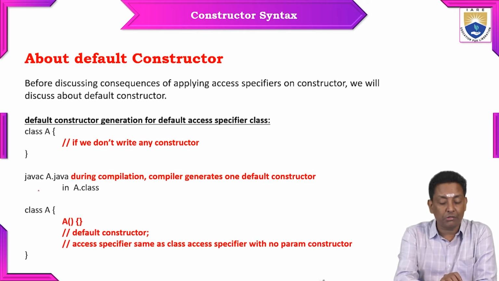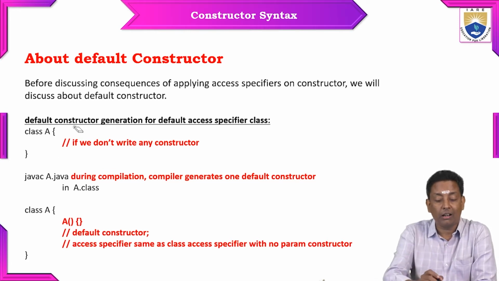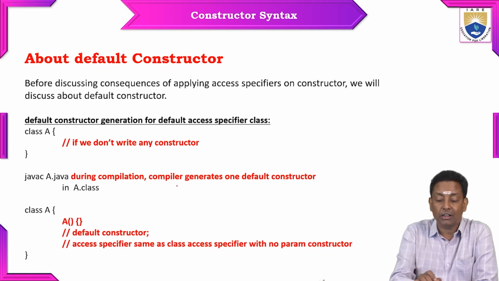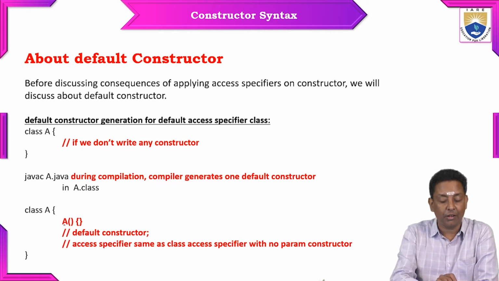So you compile the class with the Java compiler, javac A.java. Immediately during compilation, the compiler will go and check in the class: does the class have any constructor or not? There is no constructor present in class A, so automatically the compiler will generate one default constructor in the class. How is the default constructor generated is a question. Class name is A, right? With the same name, one constructor is generated, A(), the default constructor, with the same name as the class name, of course.